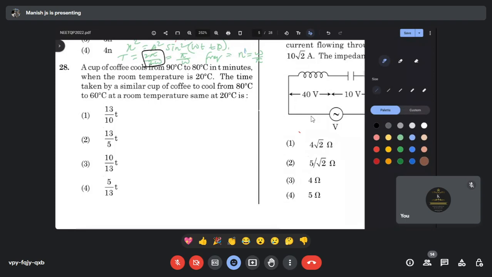Second option, sir. What would be the answer? This is the relationship. Directly you can relate them also and find. Okay, somebody said something. What is that? Can you repeat? Second option, sir. Second option, 13 upon 5t. Okay, so how did we get that 13 upon 5t?